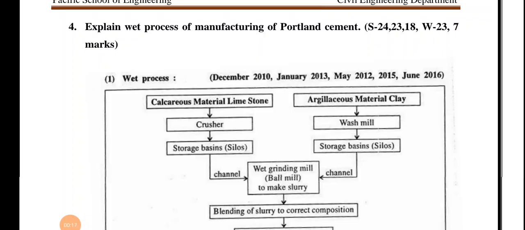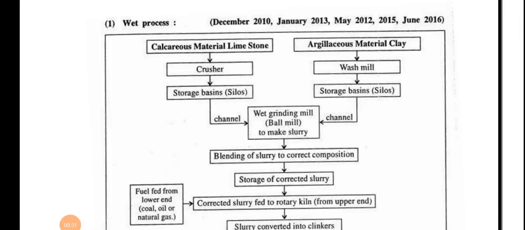Okay, let's start. Here you can see the diagram of the wet process of manufacturing of cement. As we know, cement is manufactured from calcareous material and argillaceous material. First of all, we have to crush the calcareous material like limestone. The crusher is shown here, and it should be stored in a storage basin or silos.